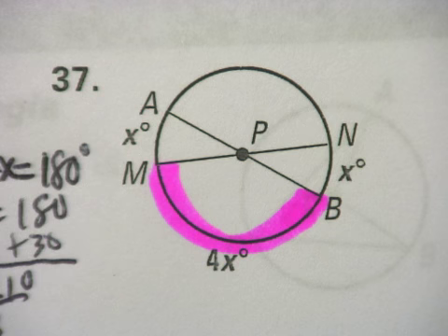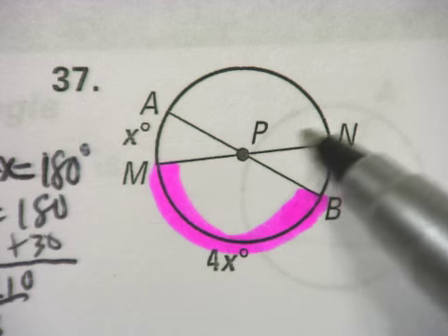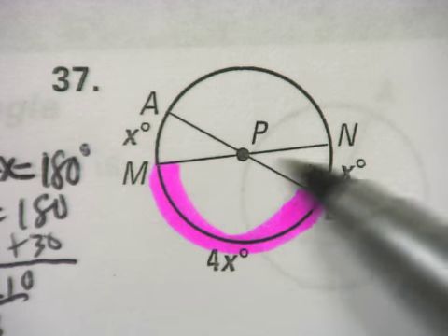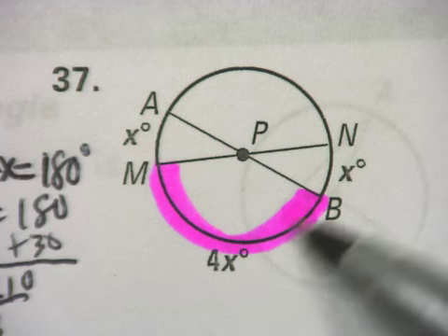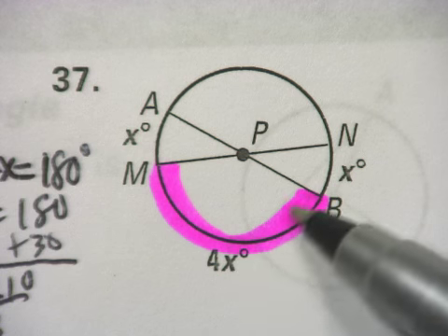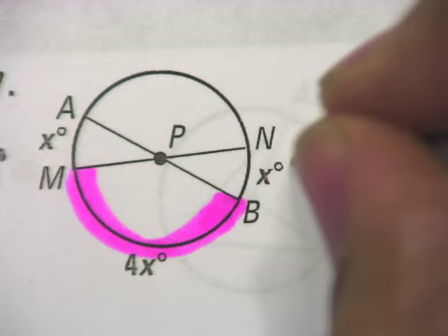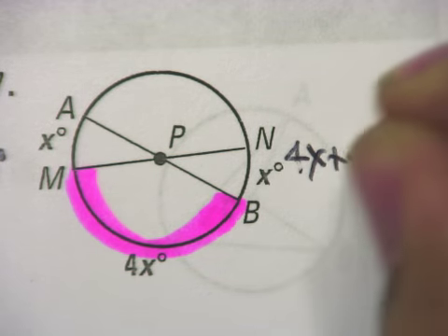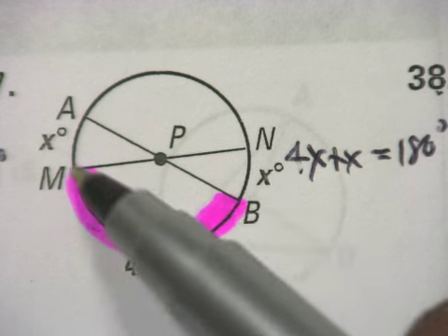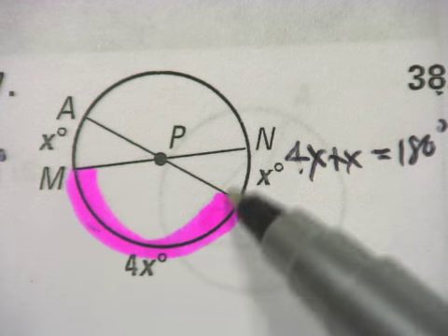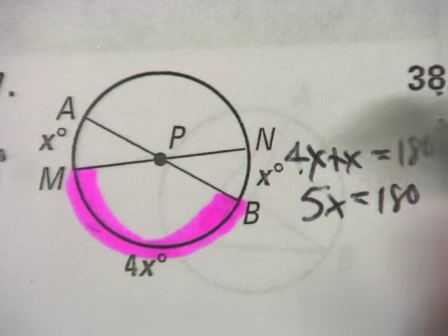Let's take a look at question number 37. Again, they just want this part here. But wait a minute. Isn't MN a diameter? Which means that this whole semicircle here should be how much? Should be 180 degrees. So if I add 4x plus x, shouldn't it be equal to 180 degrees? Well, let's do that. 4x plus x is equal to 180 degrees, because right here this is a diameter, and this arc plus this arc is a semicircle.